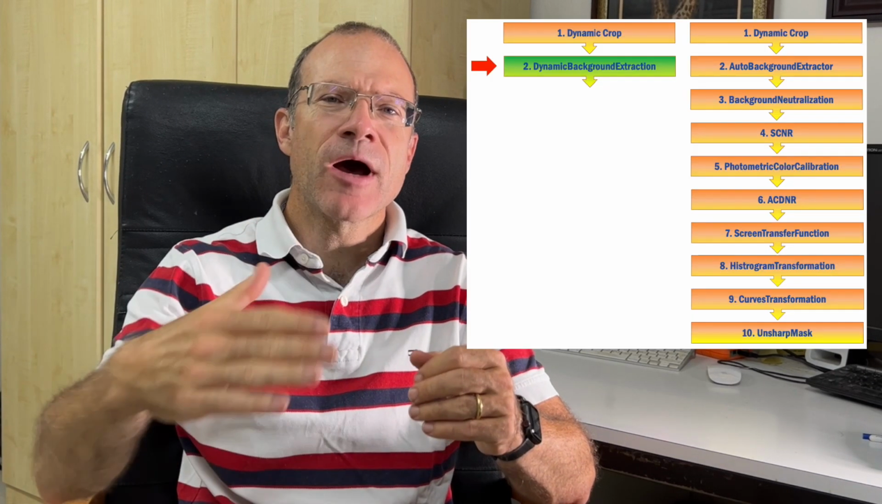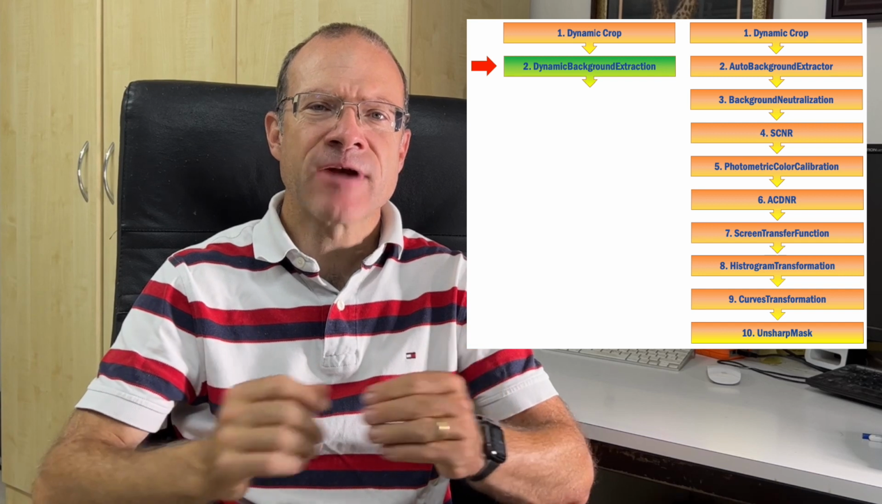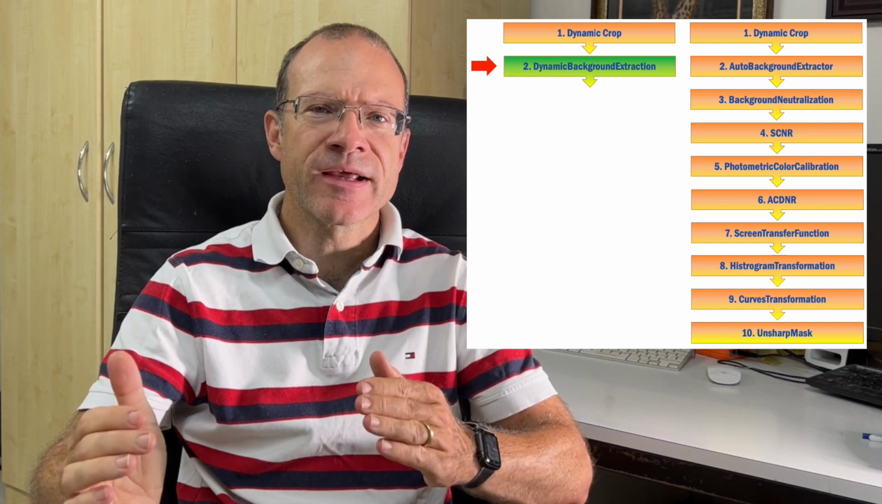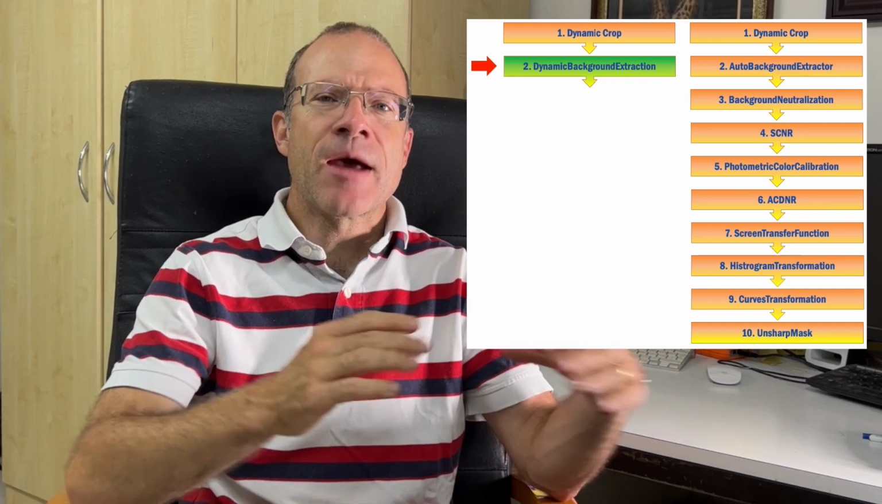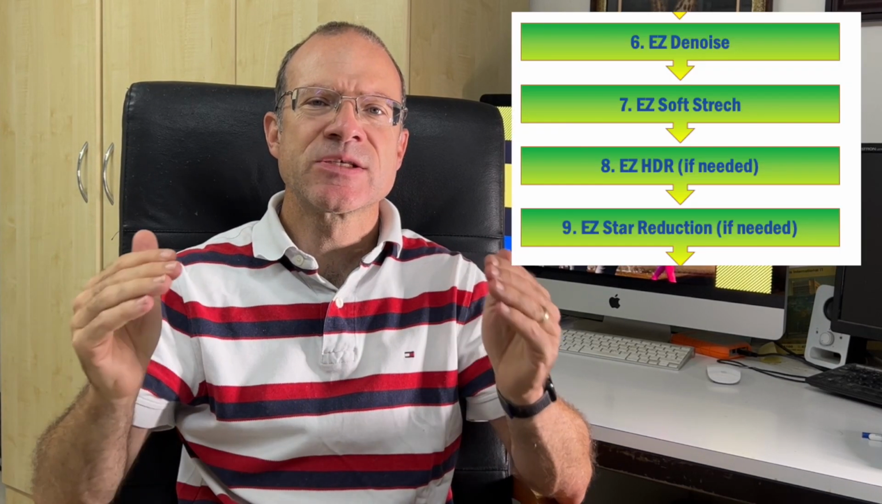So what are we going to do today? First of all, we step up the game in the background extraction and go from the automatic background extraction to the dynamic background extraction. And the next thing we're going to do, and that's a huge game changer, is we start using scripts. To be precise, we are going to use the Easy Suite.